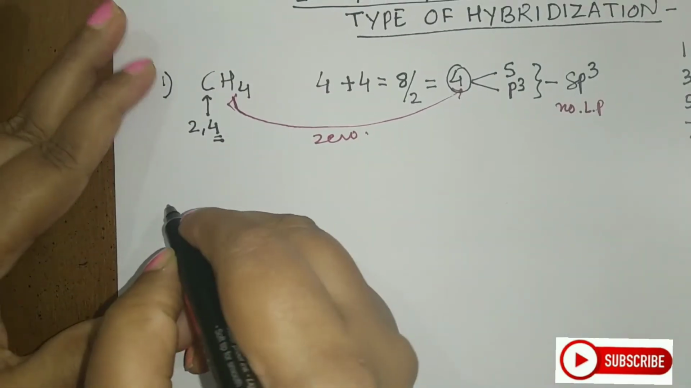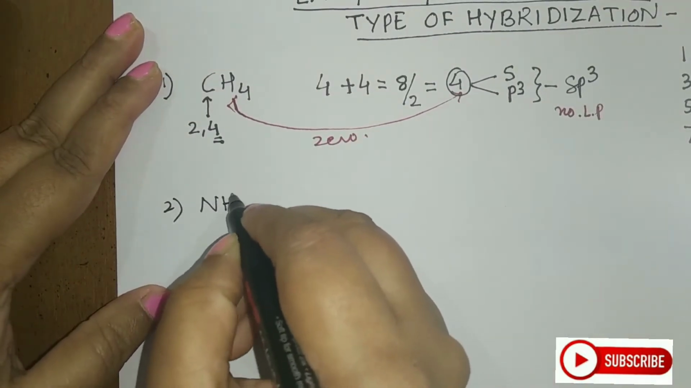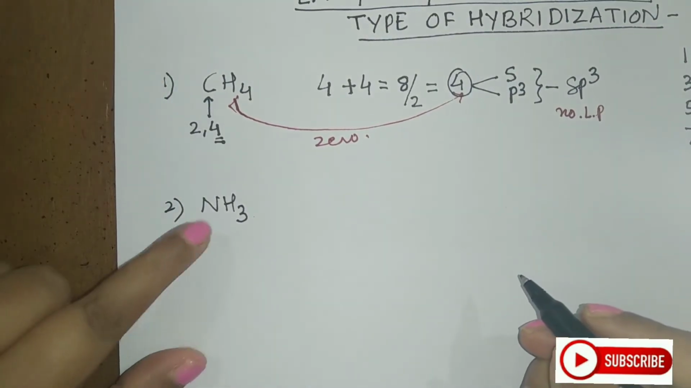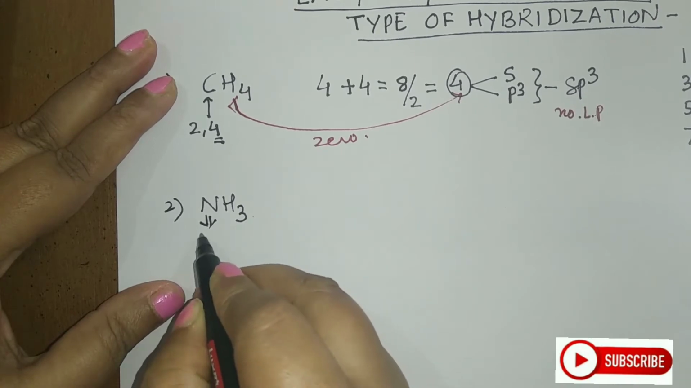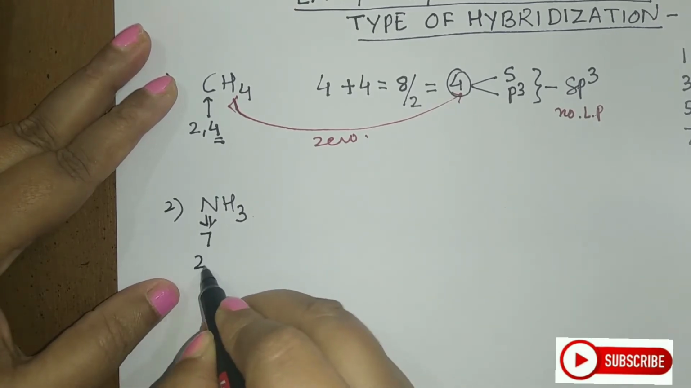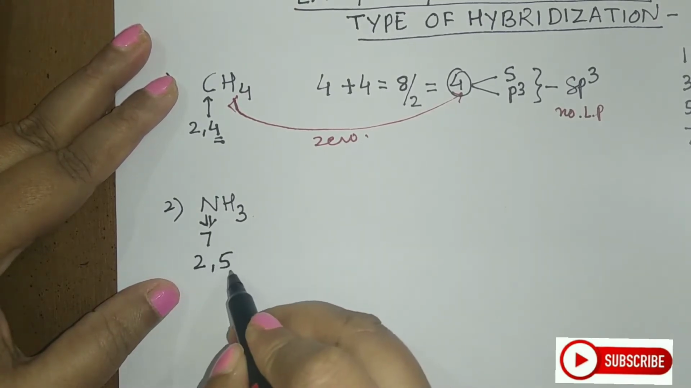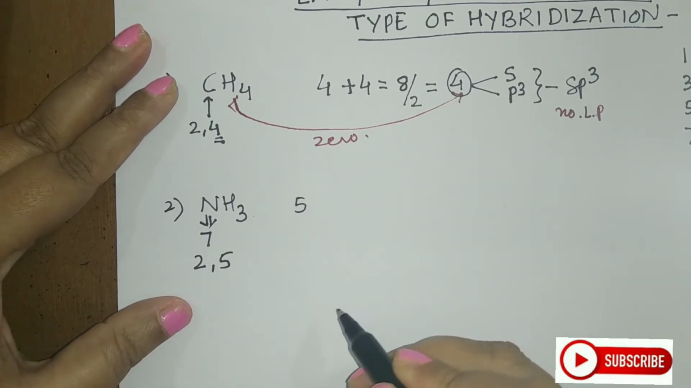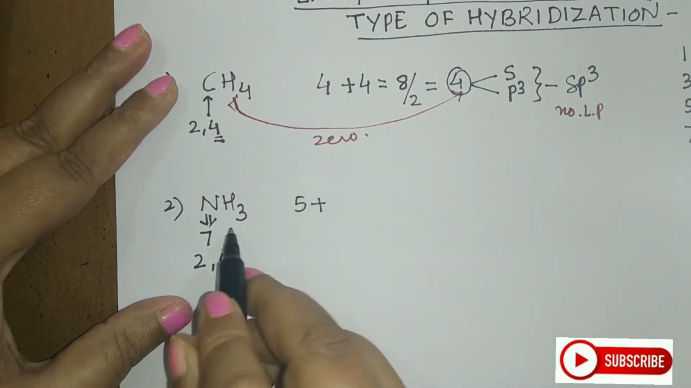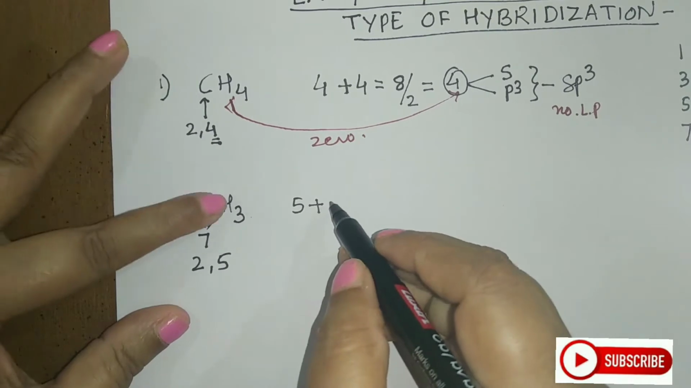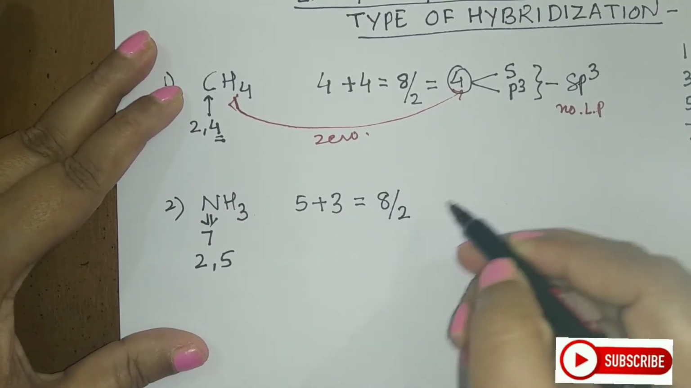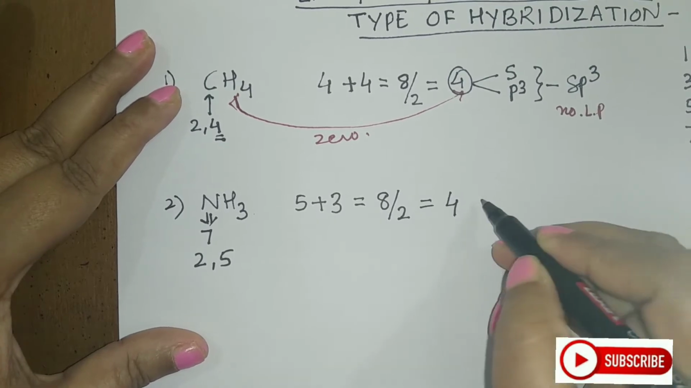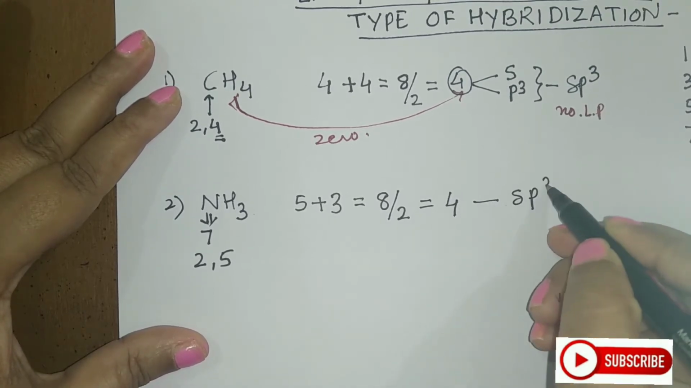The next molecule you have is ammonia. Here the central atom is nitrogen. The atomic number of nitrogen is 7. Its electronic configuration is 2 and 5. So the number of valence electrons is 5. The number of monovalent attached atoms is 3 here. The total comes out to 8. Divide it by 2, you get 4. So the hybridization will be sp3.